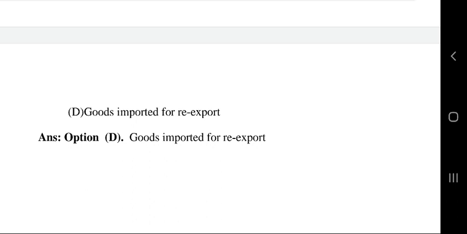Entry port means goods imported from one country and finished products are re-exported to the same country. That's called entry port. Thank you.